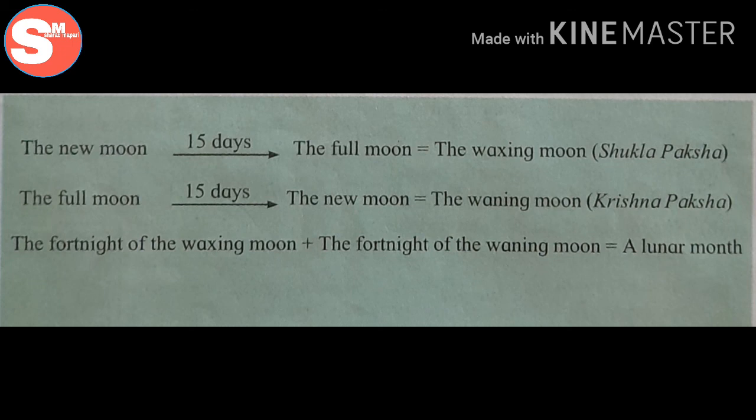The period from the new moon to the full moon is about 14 to 15 days. It is called the waxing moon, that is Shukla Paksha, and the period from the full moon to the new moon is about 14 to 15 days, is called the waning moon, that is Krishna Paksha. The fortnight of the waxing moon plus the fortnight of the waning moon is called a lunar month.